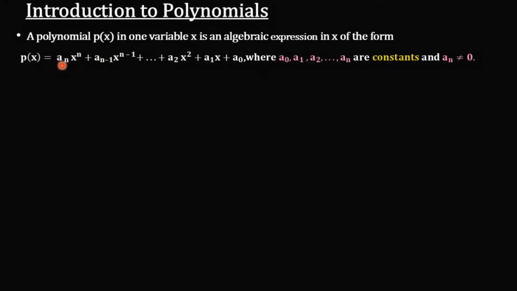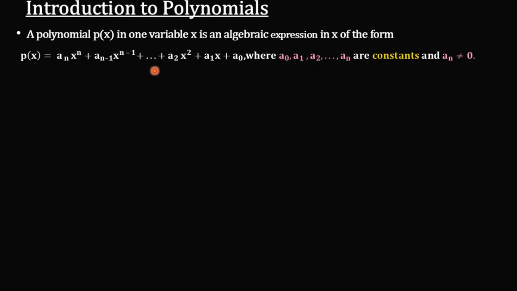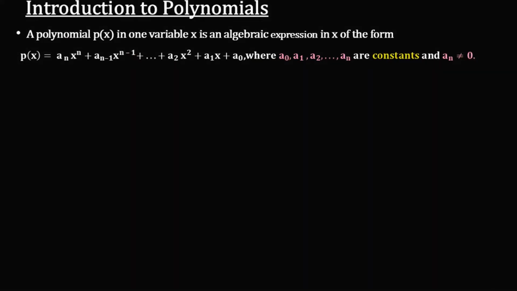That is, at least one of these coefficients, one of these a_n, must not be equal to 0 in order to become a polynomial. That is, p of x will become a polynomial only if at least one of these a_n is not equal to 0 in this expression. Okay.